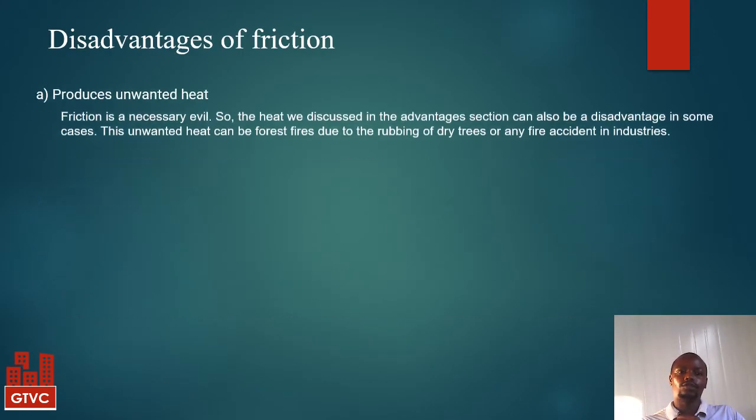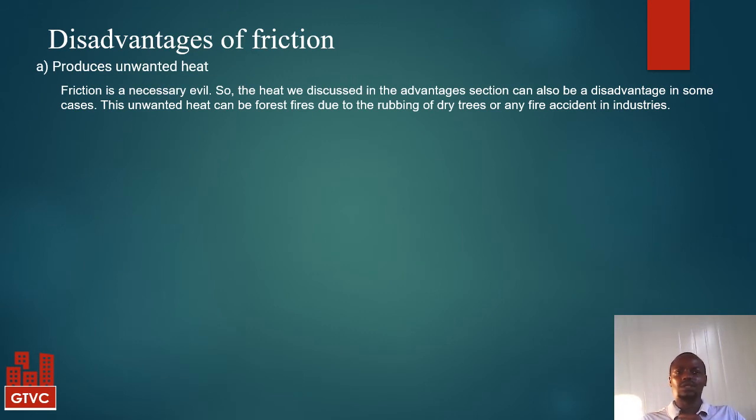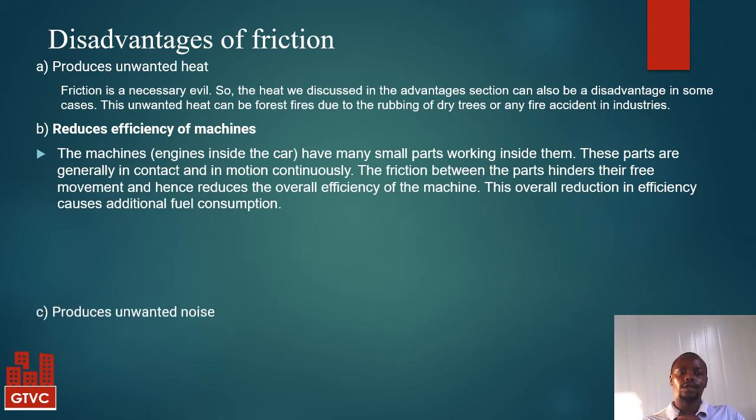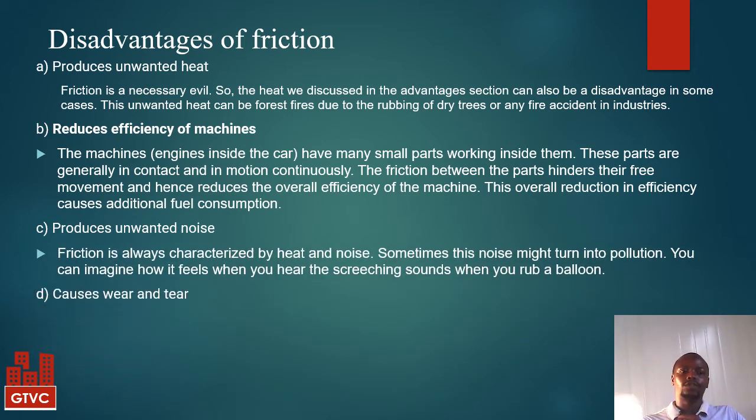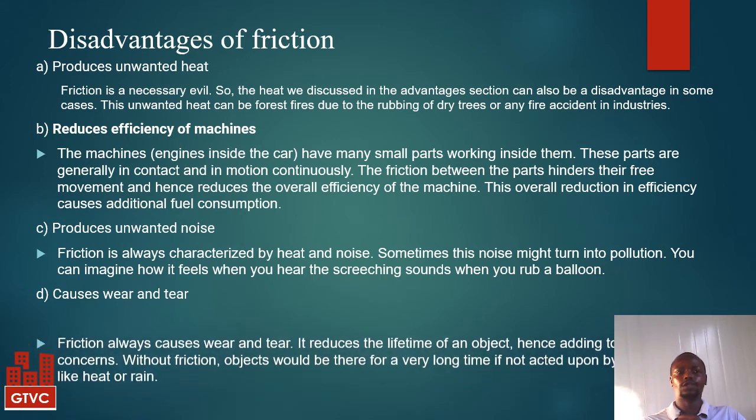Let's see the disadvantages of friction. Number one, friction produces unwanted heat. Yes, there is a lot of heat that is unwanted that comes as a result of friction. Number two, friction reduces the efficiency of machines. Number three, friction produces unwanted noise. Then number four, friction causes wear and tear. The reason why a tire of a vehicle or of a car will wear out is because of friction. Your shoe will wear out because of friction.